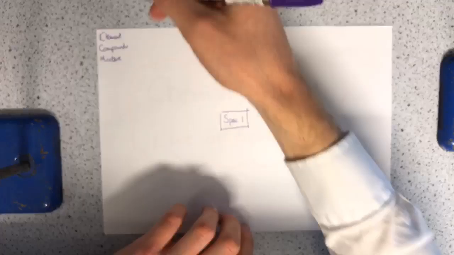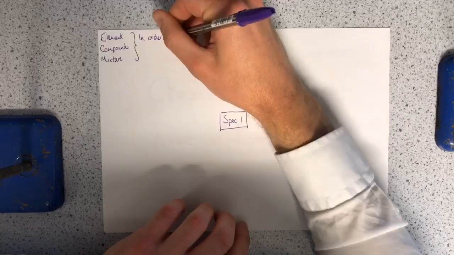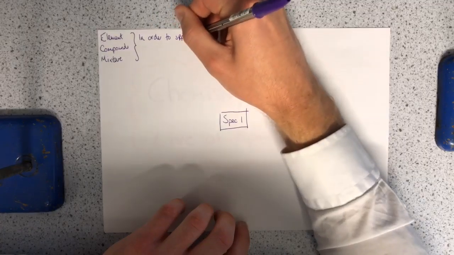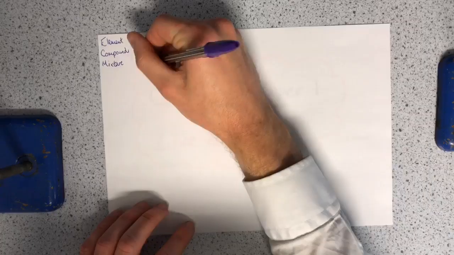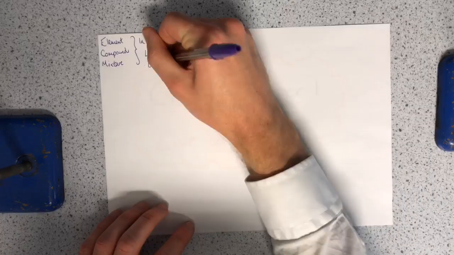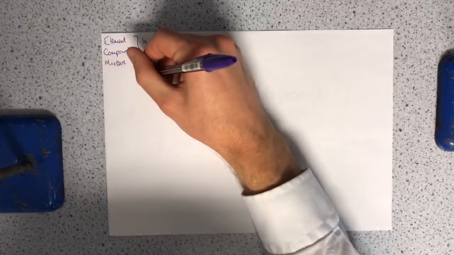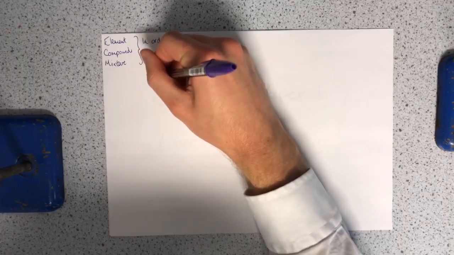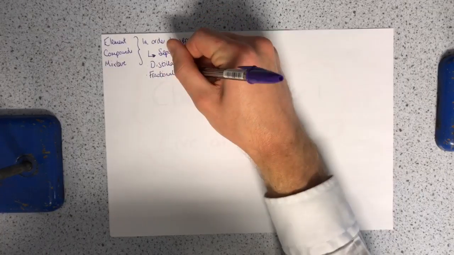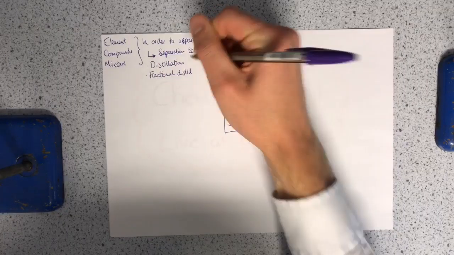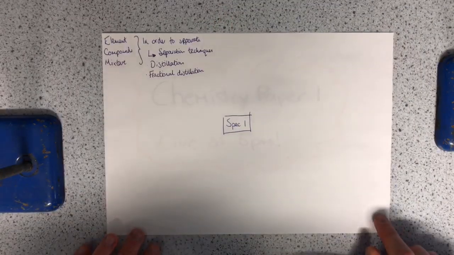Now, in order to separate these, you have a series of techniques. The first one is distillation, where you're separating 2 different liquids that have different boiling points. Then you've also got fractional distillation, where you've got several liquids, all again with different boiling points. So it's easy to remember distillation and fractional distillation, because ultimately it all works on that property of boiling point.